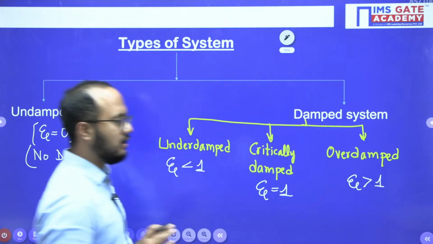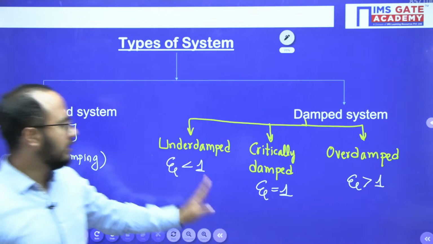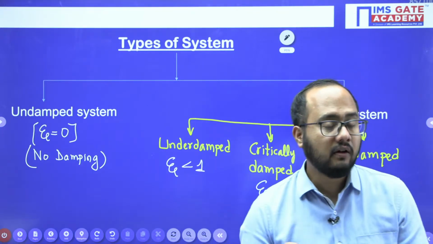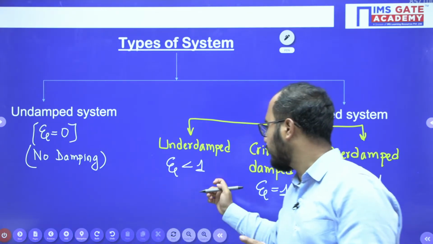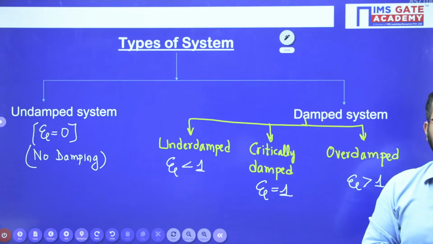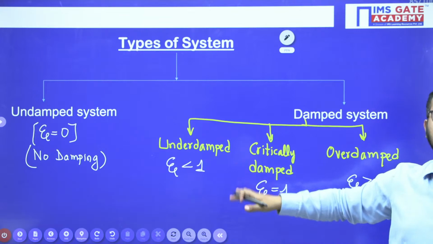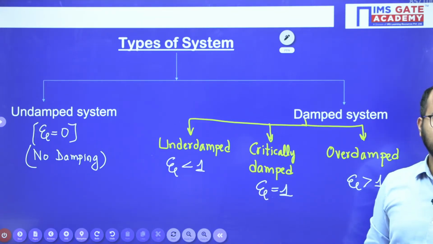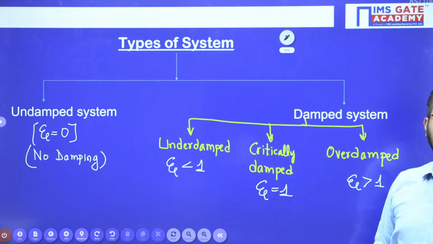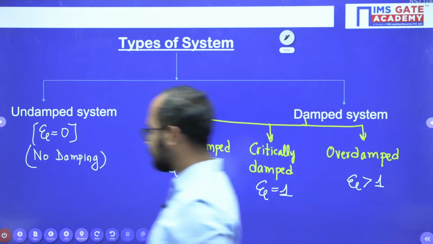Now you should understand this point. In the case of critically damped and overdamped, you will not see oscillation. There will not be any oscillation in the critically damped and the overdamped case. Yes or no? Right? But in the underdamped case, you will see the oscillations. That is the vibration part. So we'll focus on this underdamped.